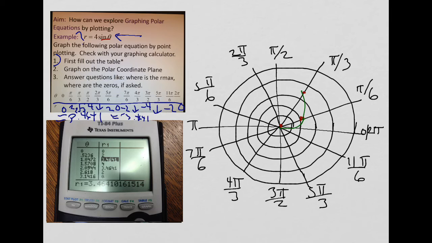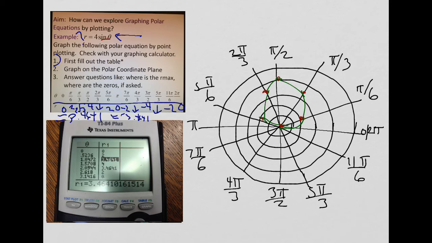Pi over 2, it was 4. Connect as you go. 2 pi over 3, again, it's that funky number. Connect as you go. Okay, then 5 pi over 6, it was at 2. I'm kind of trying to meet it where it's supposed to be. Connect as you go. And at pi it was 0, connect as you go.